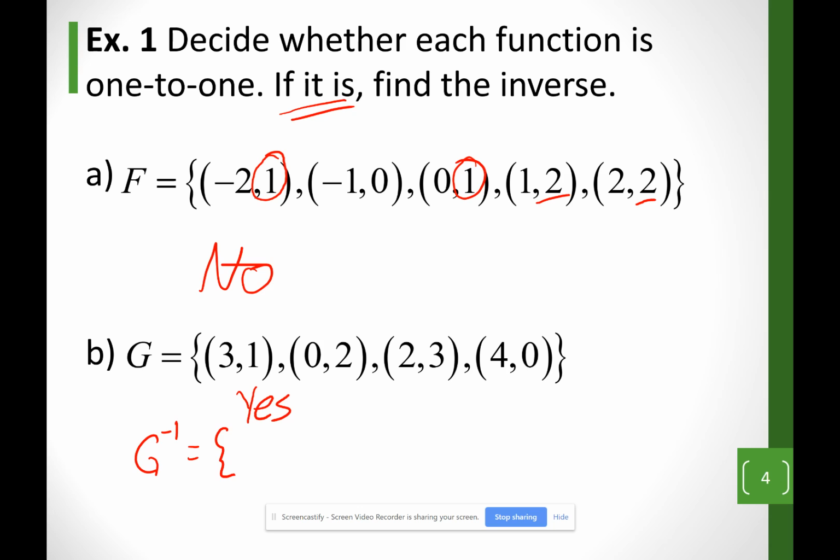What I'm going to do for my inverse is swap the x and the y values. So the point (3,1) becomes (1,3). The point (2,0) becomes (0,2). The point (3,2) becomes (2,3). And the point (4,0) becomes (0,4). Once again, all I did was swap the x and the y values. And we call it a one-to-one function because if I look at it right now, it is a function. G inverse is a function because there's no repetition of x, and it's a one-to-one because there's no repetition of y's.